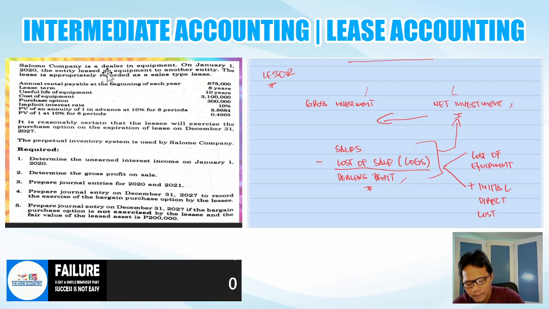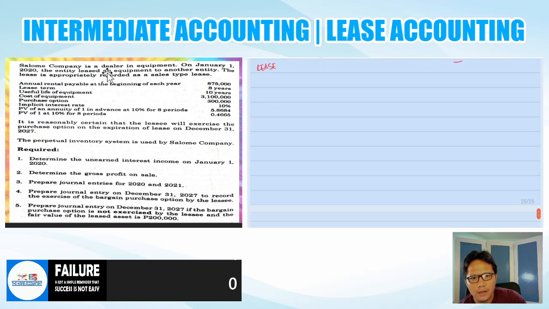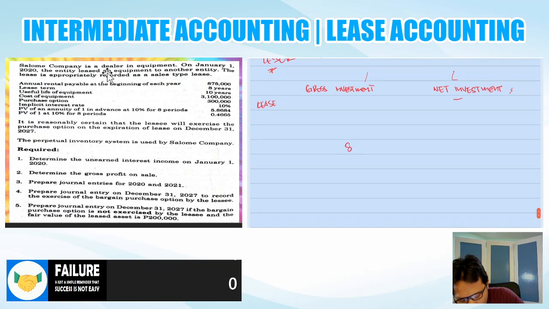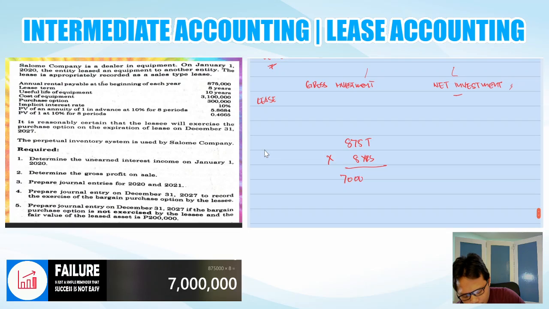Di ba? So, going back to our problem, going back to our scenario, the first component is our rental or the lease payment. So again, gross investment at gross amount. So we have an annual rental of 875,000 multiplied by the lease term of 8 years. So that is 875,000 times 8. So we have 7 million. So that is your gross investment.